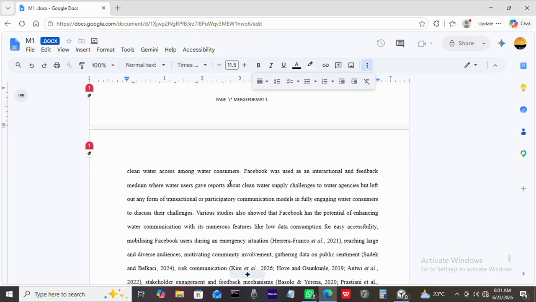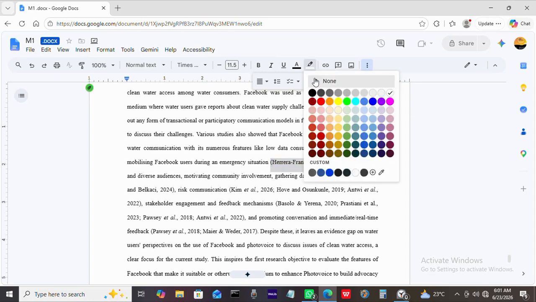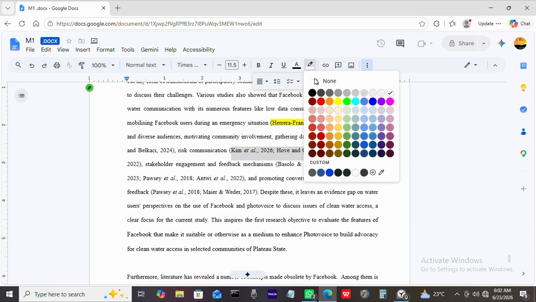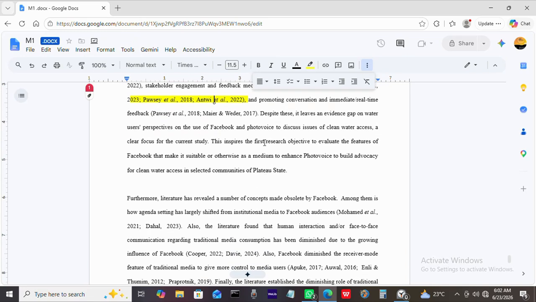Now, the key thing is that after this first section, this inspires the first research objective: to evaluate the features of Facebook that make it suitable or otherwise as a medium to enhance engagement and build advocacy. So these are the gaps from people. It's not maybe all that you have seen, but if you group them in themes, it's easy. This is what this person found, but there was a gap in this study. There was a gap in this study. There's a gap. Now it inspires the first research objective to evaluate.